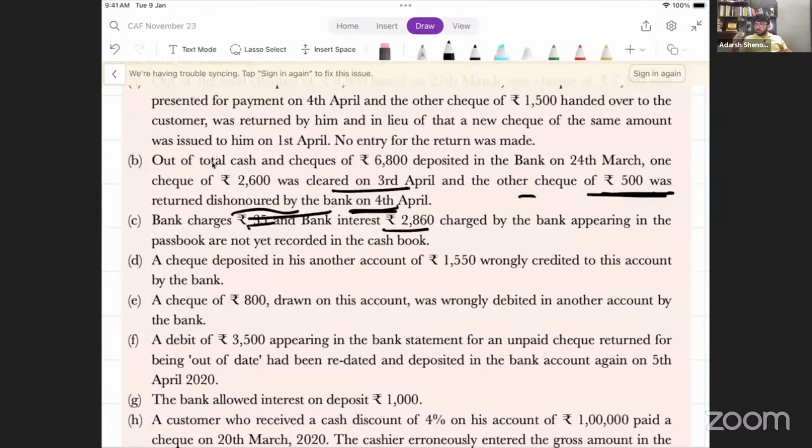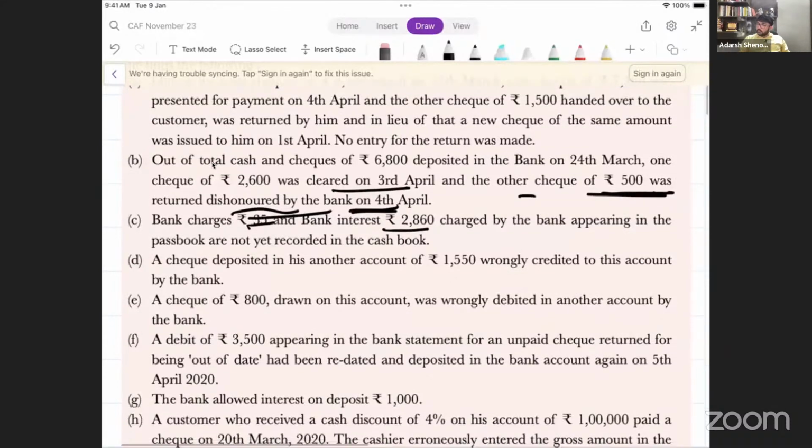They have not mentioned that the check was credited in the passbook and then it was debited. The text is not like that. So therefore, it was not accounted for in the passbook at all till 4th April. On 4th April also he is not accounting it. It's just dishonoring the check.